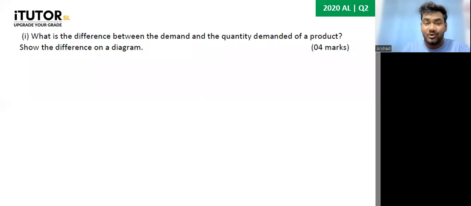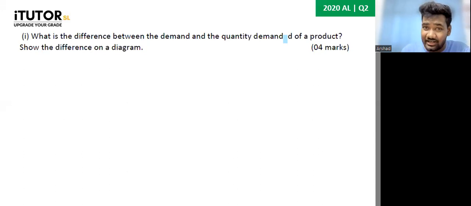Okay. So, what is the difference between demand and quantity demanded of a product? In this question, you have to be very careful. They are not asking change in demand and change in quantity demanded. Now, what is change in demand? That is when other factors change. The curve will shift rightwards or leftward. That is change in demand.